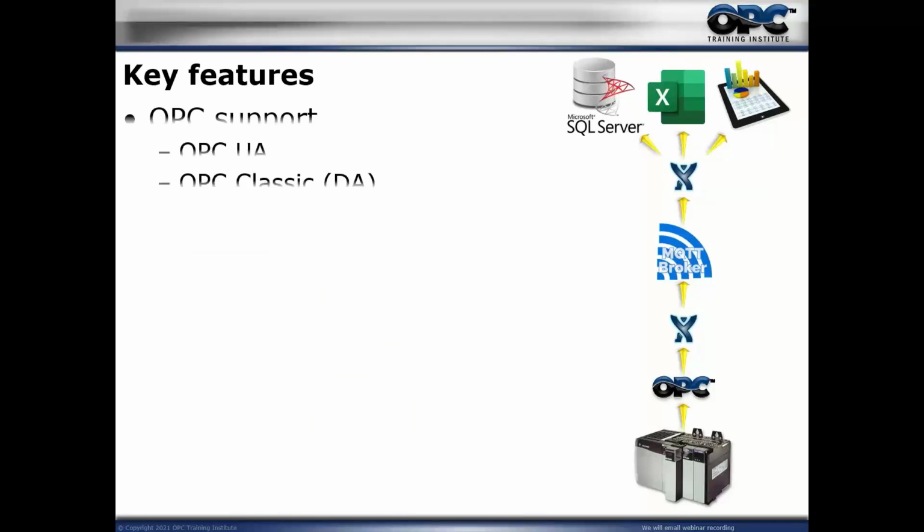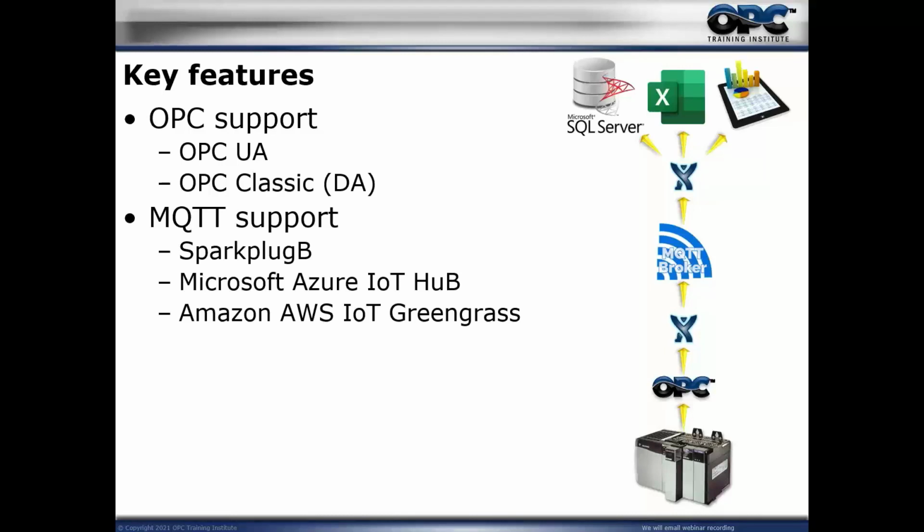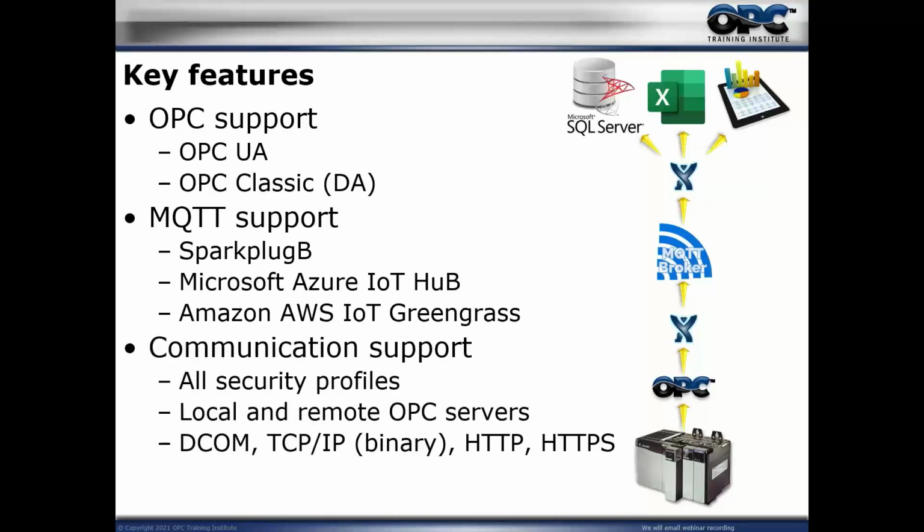Now, the key features we're talking about here is this. Number one, as far as OPC support, we're talking about OPC UA, OPC Classic, so anything OPC you can do here. As far as MQTT support, there's Spark-Plug-B, as I was talking about. There's, of course, support for Microsoft Azure or Amazon AWS. So both of those are supported. As far as the communication support, we're talking about all the security profiles, local, remote servers. If you're talking about OPC Classic, we're talking DCOM. OPC UA, it's TCP/IP, HTTP, HTTPS. All of these are supported. And of course, security for MQTT, TLS, and so on. And you'll take a look at that. I mean, we will see it. And of course, all of this can run as a Windows service, so it can start up without anybody actually being logged on.